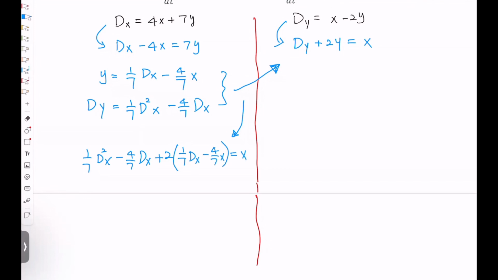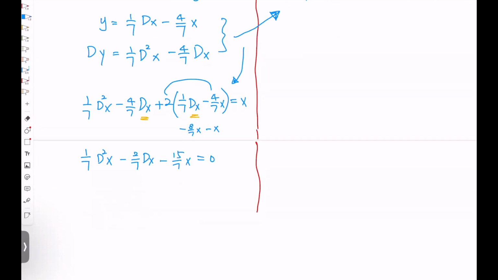So let's collect the like terms. Squared terms, we have 1 over 7 D squared x. Dx terms, we have 2 over 7 Dx and minus 4 over 7 Dx, which is going to be negative 2 over 7 Dx. And then x terms, negative 8 over 7 x from here, and then minus x. So 7 over 7, that's going to be negative 15 over 7 x equals 0.